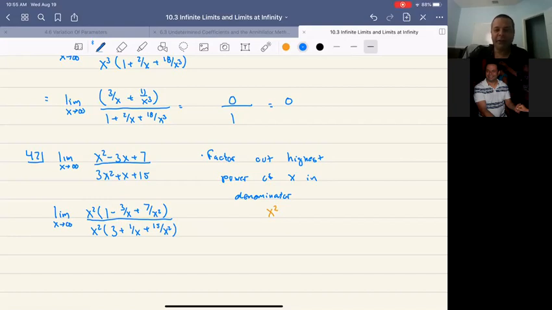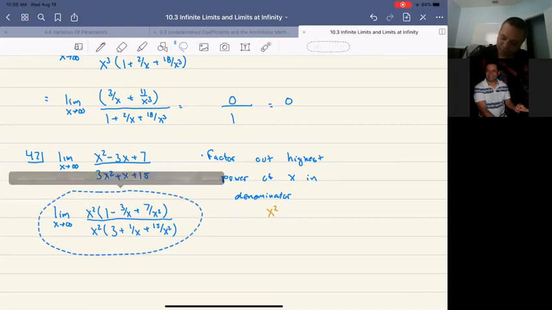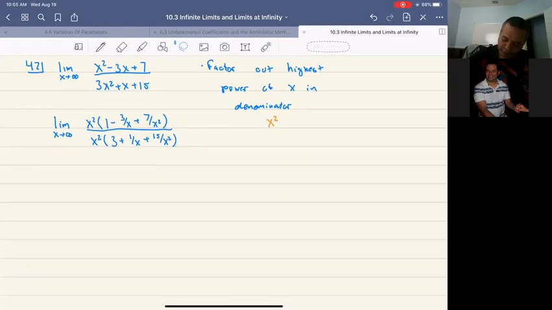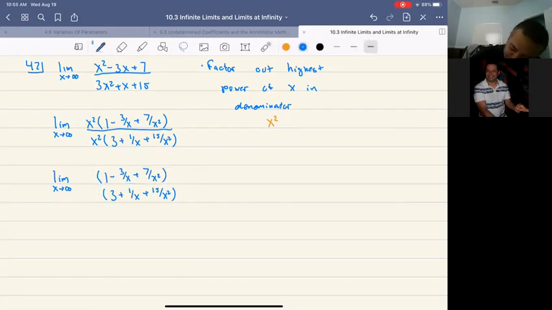Now, same thing. We're going to cancel those x squareds. Canceling those x squareds, the limit equals 1/3. That's one of my favorite numbers, 1/3.